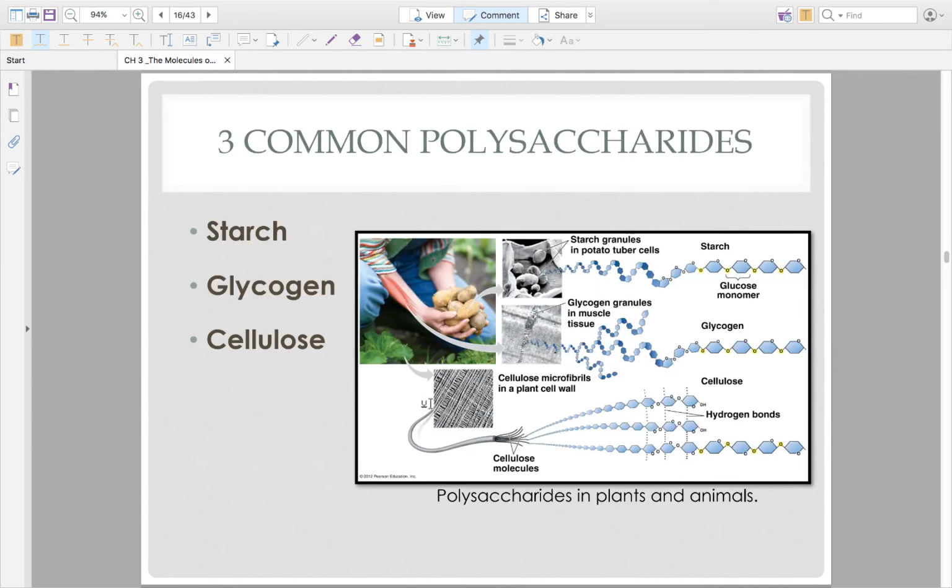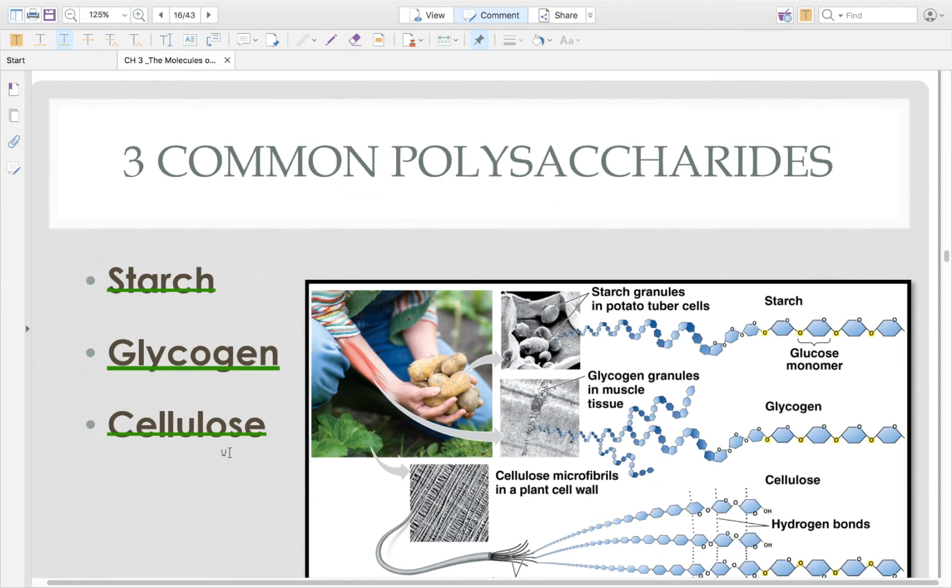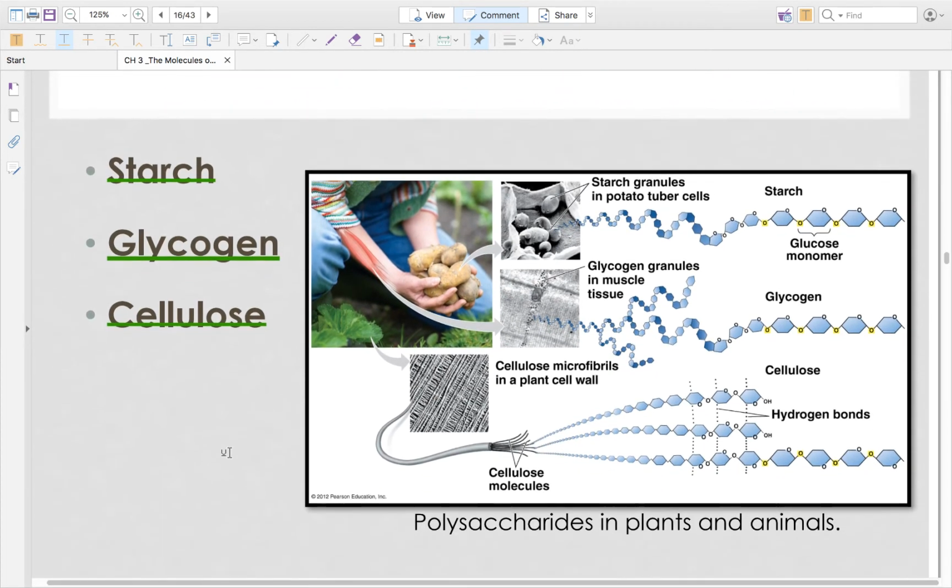There are 3 common polysaccharides. All right, the 3 most common polysaccharides are starch, glycogen, and cellulose. Now, what we're looking at here, I'm going to zoom in on it. Okay, this is a picture of a person that is collecting or picking up potatoes. And see these arrows coming out of the potato. All right, the whole point of that is to show you that this is where we can find starch.